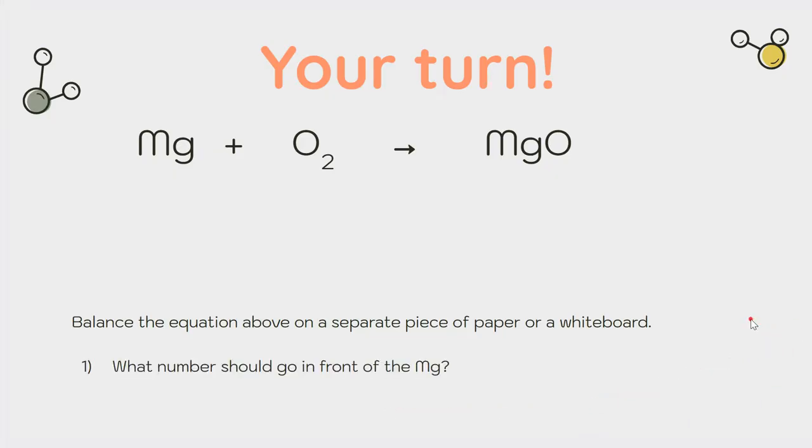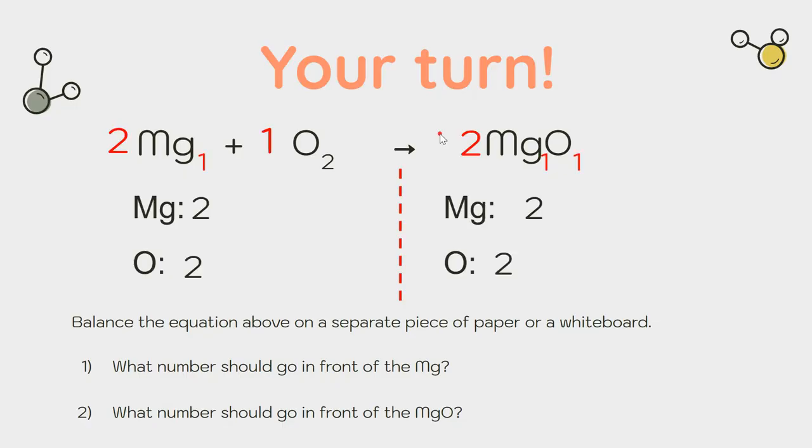First, what number should go in front of the Mg? What big number should go in front of the Mg to balance? Next, what number should go in front of the MgO to balance this equation? Check your answers. Your balanced equation should have looked like this. Pause the video if you need to.